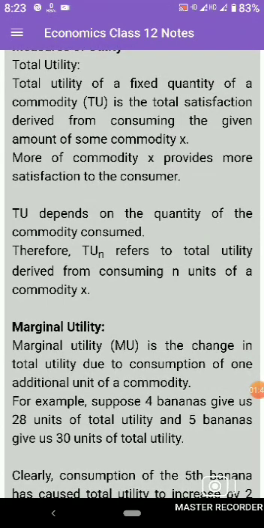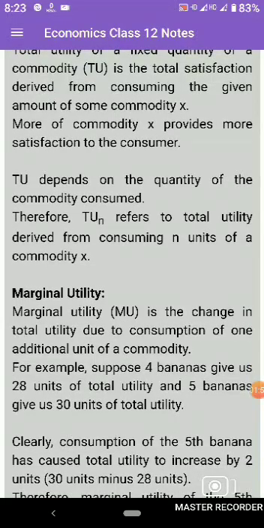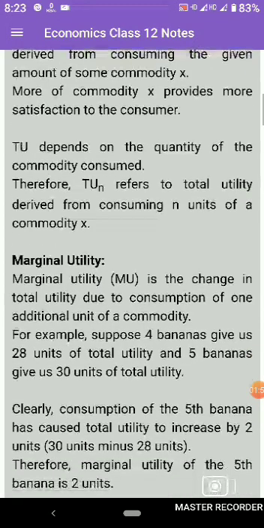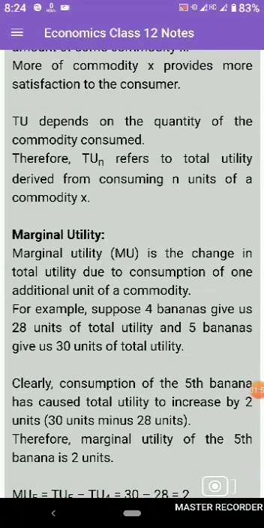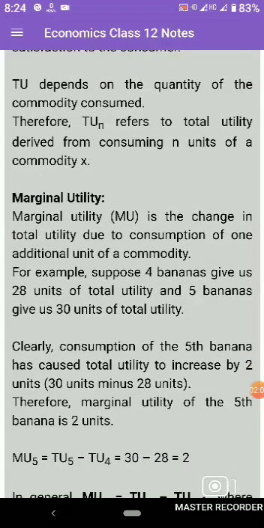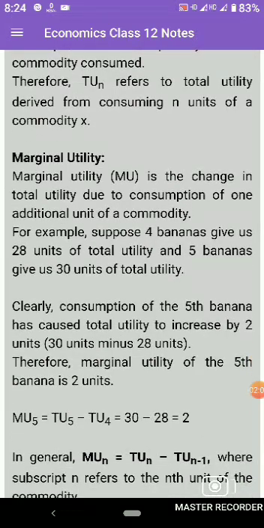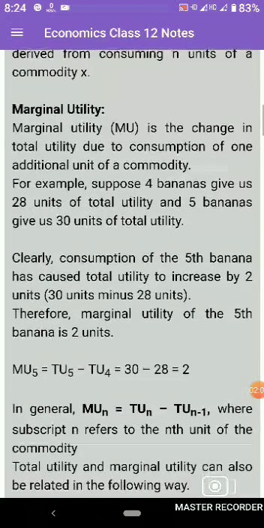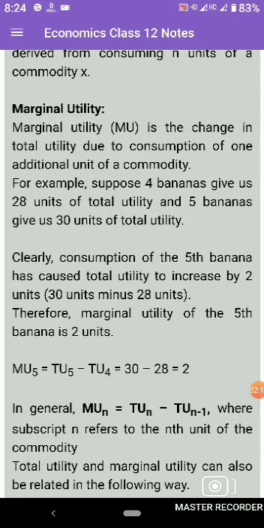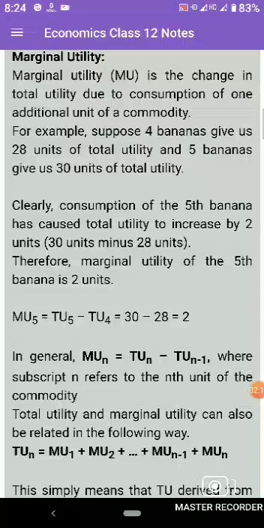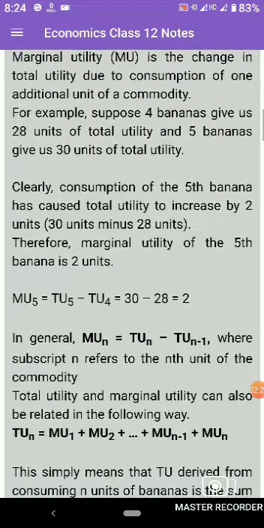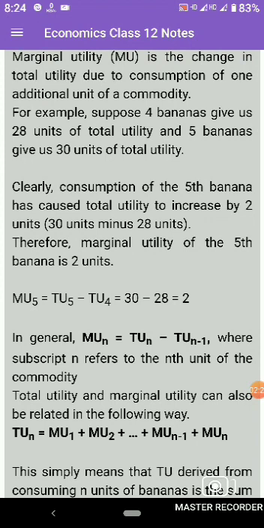Second point is marginal utility. Marginal utility is the change in total utility due to consumption of one additional unit of a commodity. For example, suppose 4 bananas give us 28 units of total utility and 5 bananas give us 30 units of total utility. Clearly, consumption of the fifth banana has caused total utility to increase by 2 units, 30 units minus 28 units. Therefore, marginal utility of the fifth banana is 2 units. Formula: MU5 = TU5 minus TU4 = 30 minus 28 = 2 units.